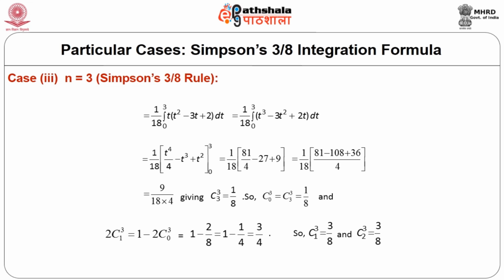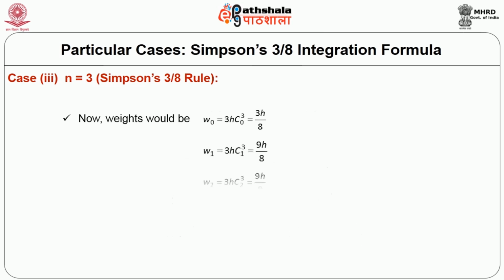the sum is 1, so 2 times 3C1, as 3C1 and 3C2 are the same. So 2 times 3C1 is equal to 1 minus 2 times 3C0, so 1 minus 2 by 8, so 1 minus 1 by 4, that is 3 by 4. So 3C1 and 3C2 both are equal to 3 by 8.